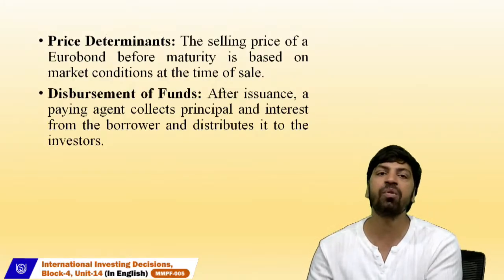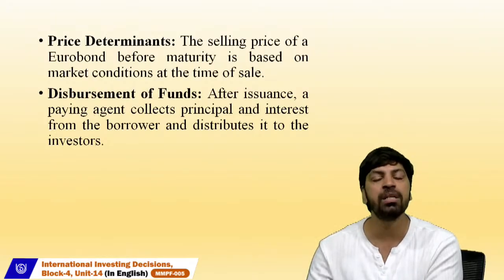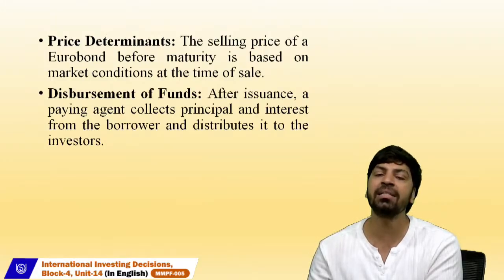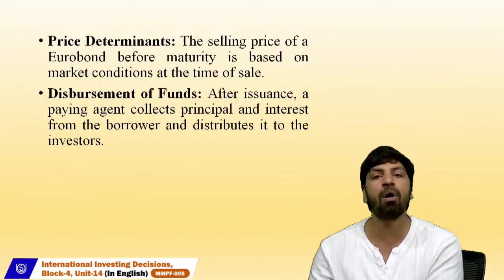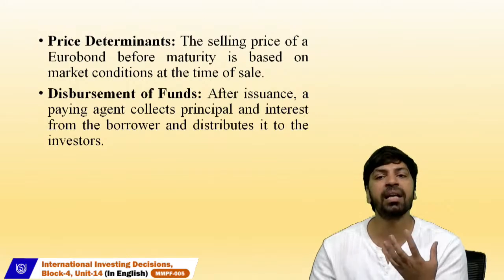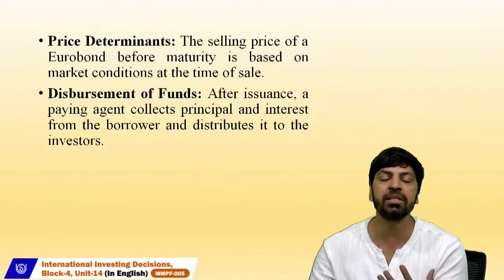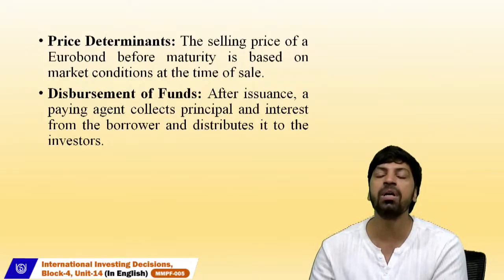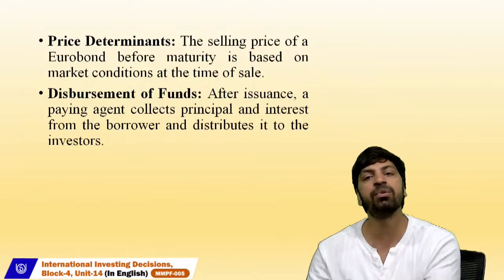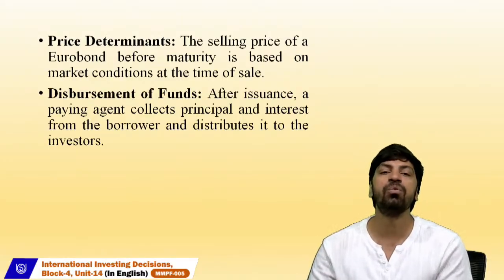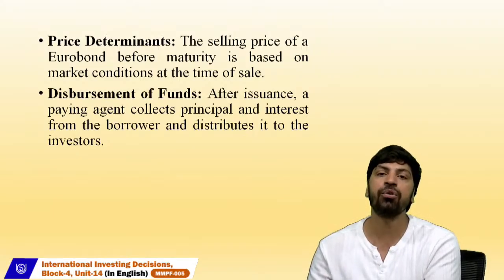Next one is disbursement of funds. After the issuing of such bonds, a paying agent collects the principal and interest from the borrower and distributes it to the investor. So it's a continuous process. When the bond is issued, the agent begins work to collect the principal and interest from the borrower and then distributes it to the investors. This is the cyclical process which goes on in the Eurobond market.